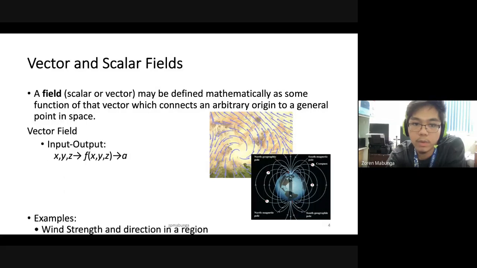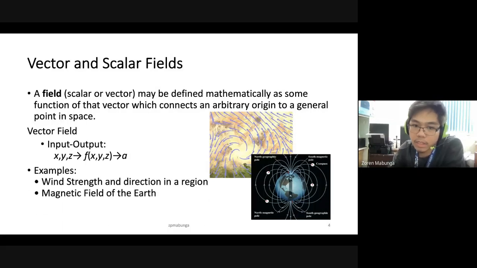Okay, so halimbawa, wind strength and direction in a region. So halimbawa, itong image na to. Okay, so this represents the wind strength and direction in a certain area or region. So naging vector field yan kasi yung wind strength mo, aside dun sa magnitude ng wind strength, meron ka ding direction. Okay, kung walang direction, scalar field yan. Pero since wind strength and direction, itong image na to, so this represents a vector field.